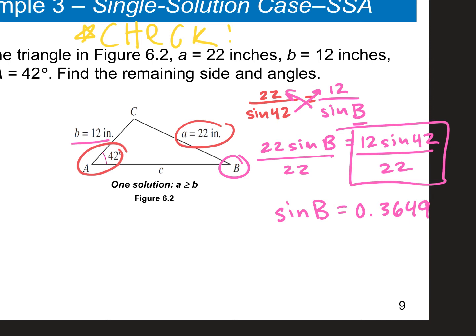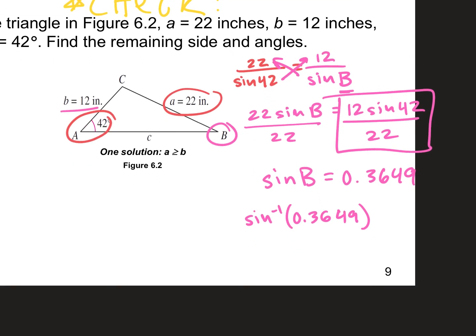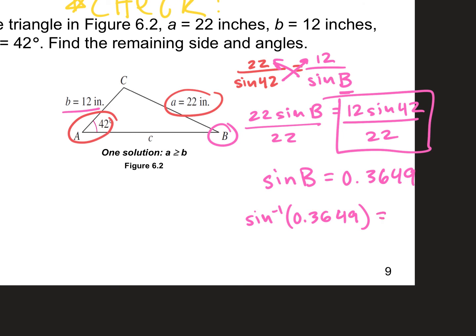So in your calculator, you have sine of -1. So you're going to do the inverse button. So it's not sine times -1, it's the inverse. So it should be like shift sine, it should be right above it. So sine -1 of 0.3649 is 21.4. So you want to round it to a whole number because you have other angles? Let's round it to one decimal place. So what do we get? 21.4 degrees. So angle B is 21.4 degrees.